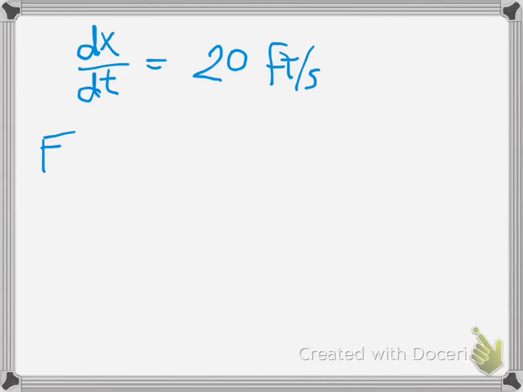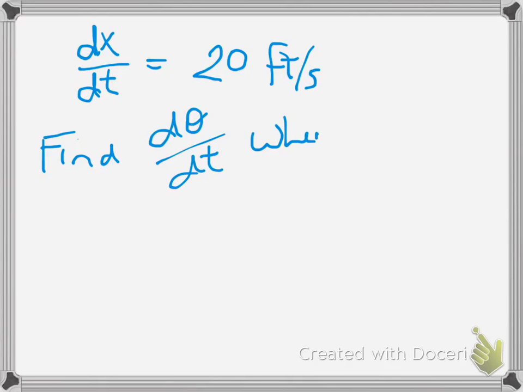I like to say that we need to write a sentence. We've got to translate this sentence into some math symbols. So we want to find d theta over dt when the horizontal distance, which is x, is 30 feet. When we're able to define the question in terms of the variables that we have, then we're on our way to solving the problem.